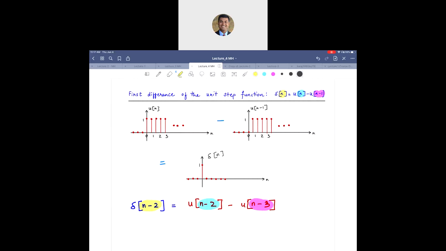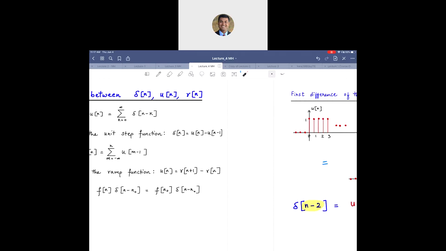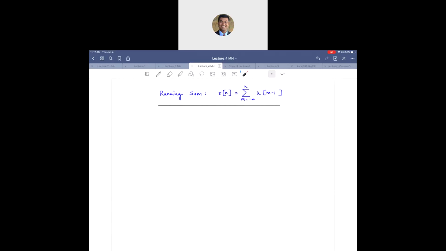All right, so I hope that you found that helpful. Next, a running sum. Can I represent r of n as a summation of shifted step sequence? So let's take a look at that. The running sum on the next slide. To do this, let us evaluate r of -1 first. What is r of -1 based on this property? R of -1 is simply summation m equals -infinity. Instead of n, I would have -1 of u of m minus 1. What would that evaluate to?